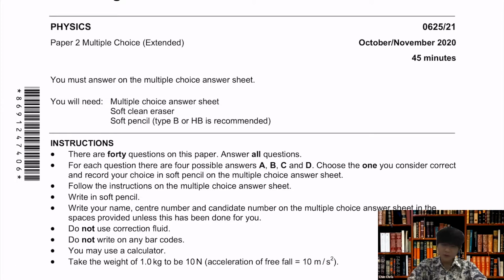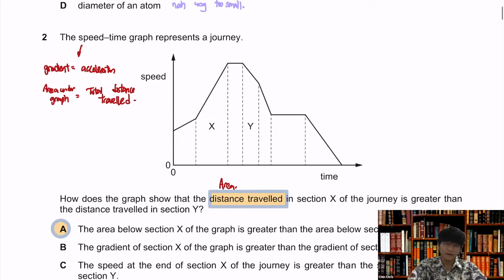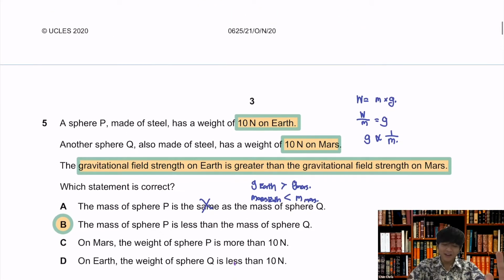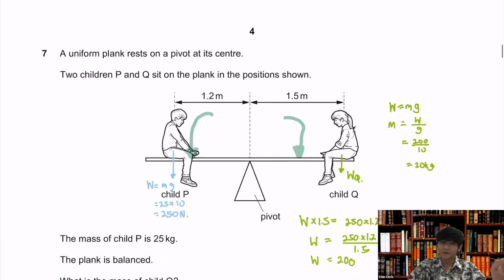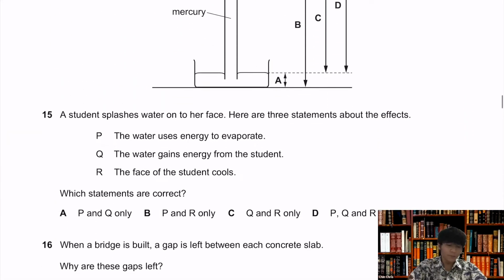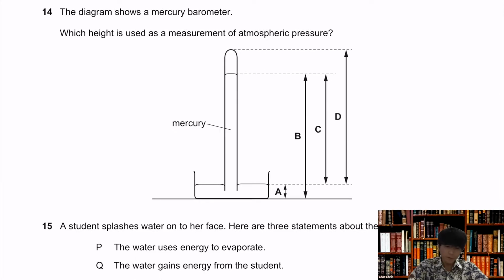Without further ado, let's move on to part 2 of the physics paper. In part 1, we solved questions 1 to 13, so you can refer to the link for the part 1 video. Let's go for part 2. Let's start with question 14.